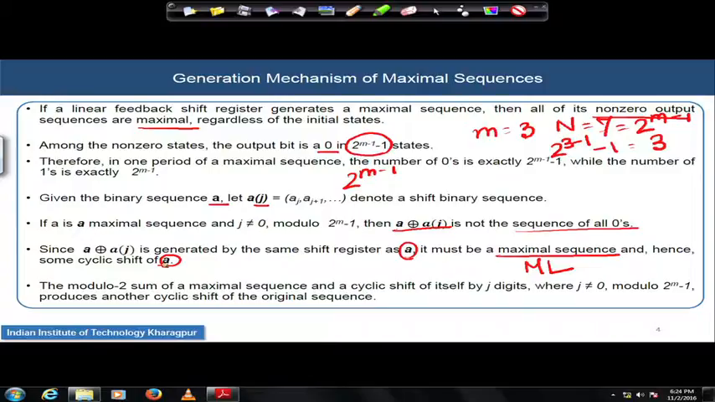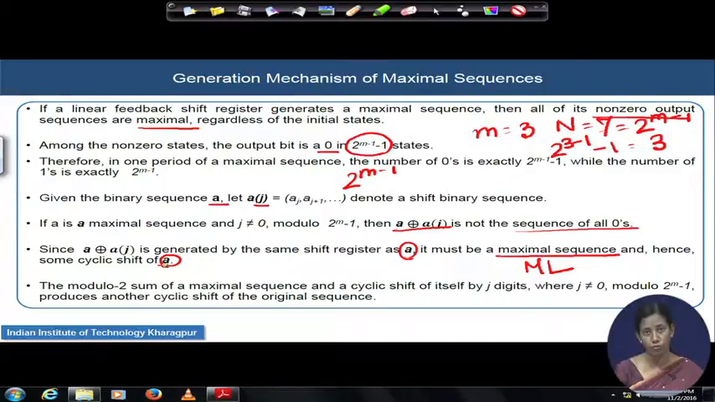And if we go ahead with the modulo 2 sum of this ML sequence and the cyclic shift of itself by some digit j, where j is not equal to 0 modulo 2 to the power m minus 1, the conclusion is that it will always produce another cyclic shift of the original sequence only.